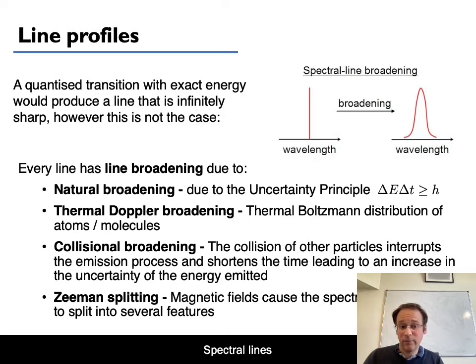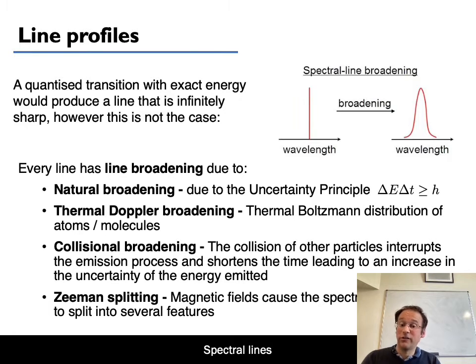Then in addition to that, we also have what's called collisional broadening. So that occurs because effectively collisions between the molecules and atoms and other particles in the gas will lead to a shortening of the time scale associated with that transition. And so that will lead to, again through the Heisenberg uncertainty principle, a smaller delta t and therefore a larger delta E, which leads to a wider line width.